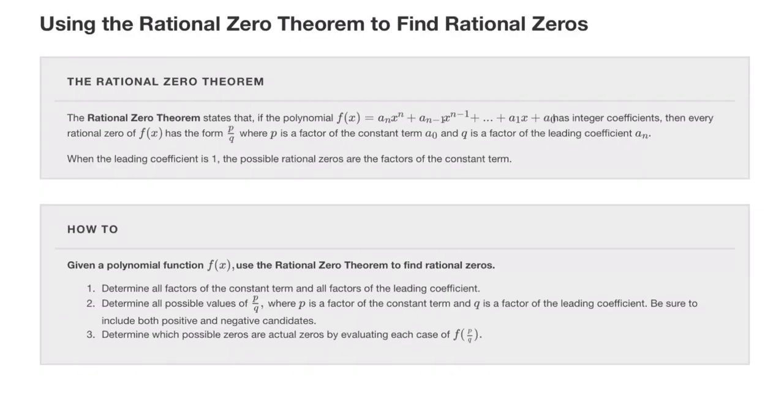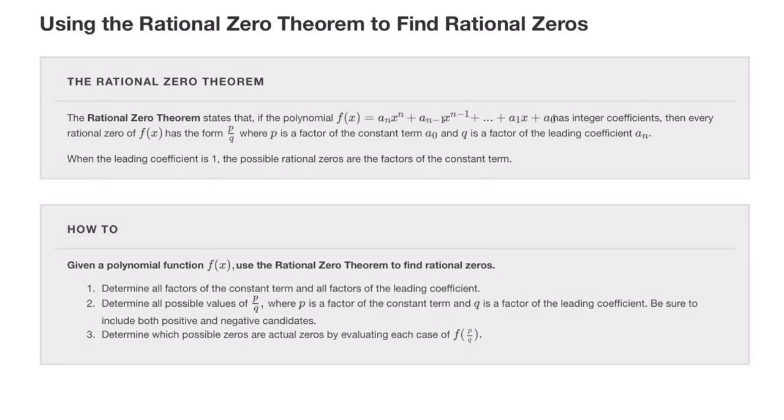So the rational zero theorem states that if a polynomial has integer coefficients, then every rational zero of f of x has the form p over q, where p is a factor of the constant term and q is a factor of the leading coefficient. Okay. So with the rational zero test, given a polynomial, we're going to do all combinations of the factors of our constant over the factors of our leading coefficient.